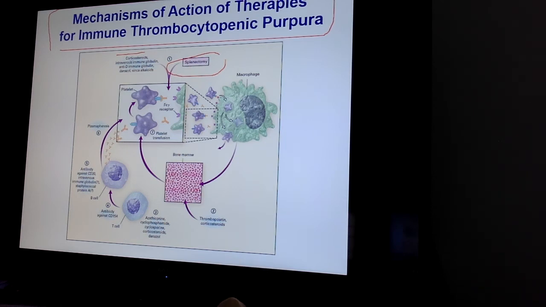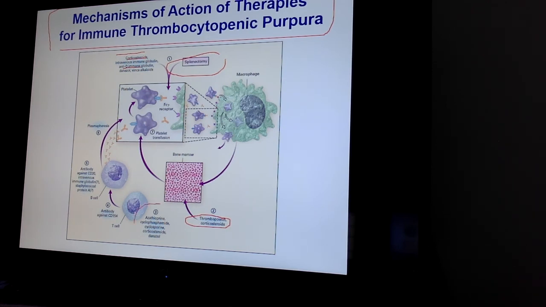Here you have corticosteroid, because corticosteroid will impair the macrophage eating of the antibody-coated platelets. Intravenous immunoglobulin is given, so the spleen will be confused. What should I eat? Should I eat this intravenous immunoglobulin, or the platelet that is coated with antibody? So the antibody-coated platelet will go away, so it will not be eaten via this mechanism. And you have thrombopoietin, which will stimulate megakaryocyte and platelet production. Also corticosteroid will enhance the production.